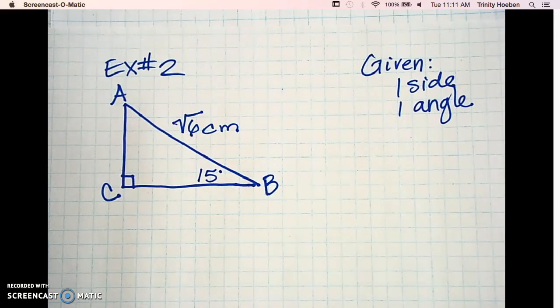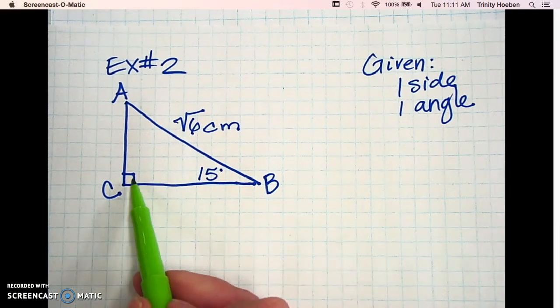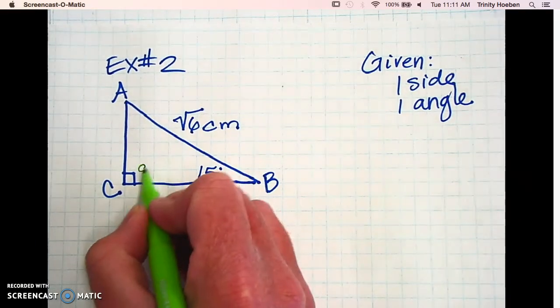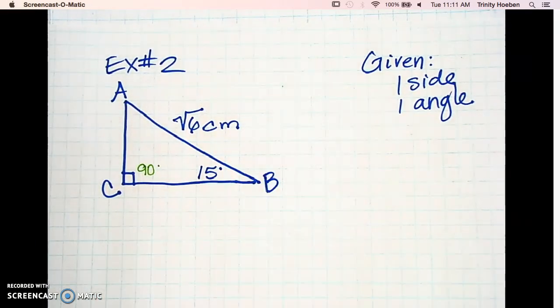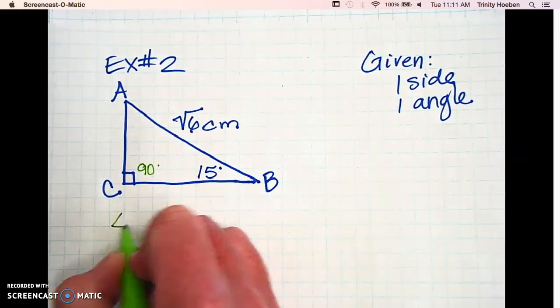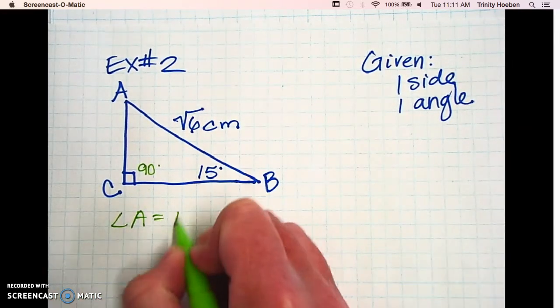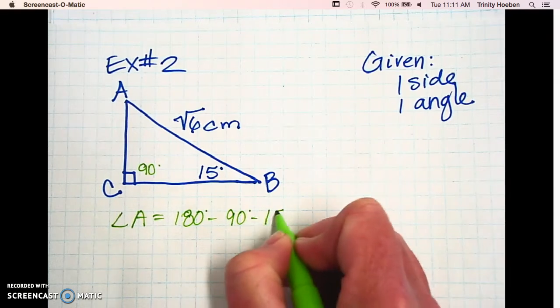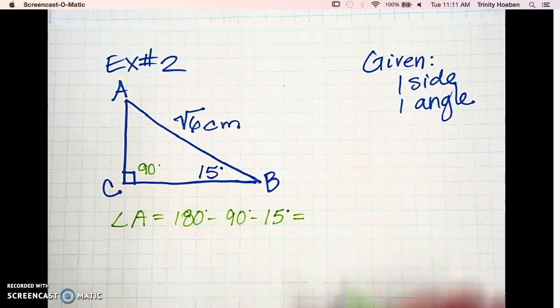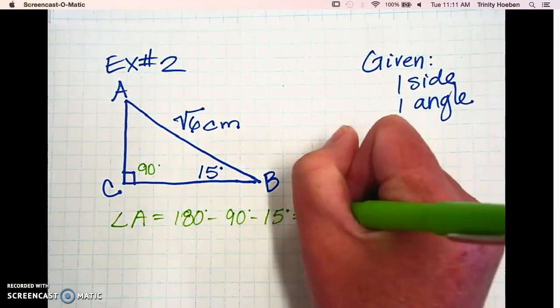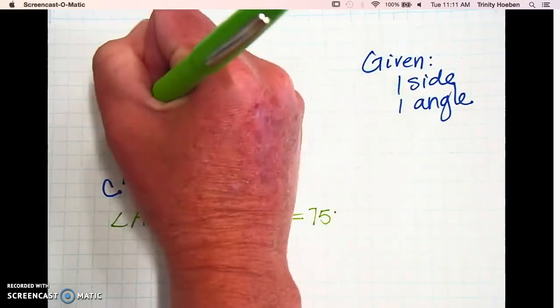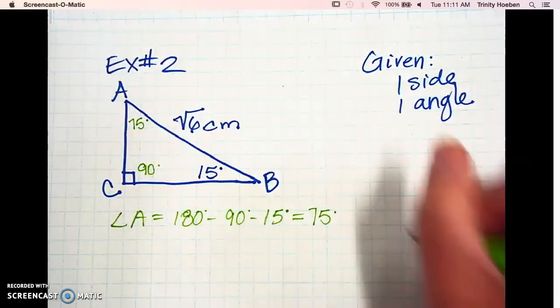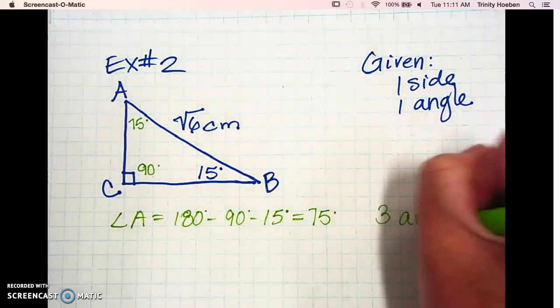All right, so let's do that one first, right? If we know the little box means it's 90, right? This one's 15. So to get angle A, we're going to start with 180, subtract the 90 that we know, subtract the 15 that they gave us. That means there's how much left? 75. Okay? So we can fill that in. Now we've got all 3 angles.